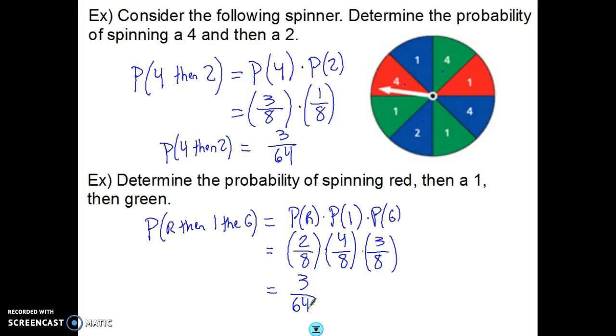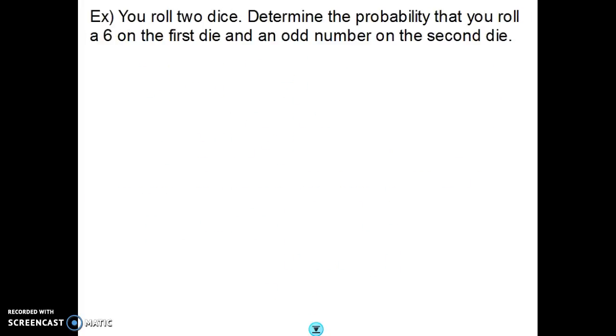Let's take one more example. You roll 2 dice, determine the probability that you roll a 6 on the first die and an odd number on the second die. Well, rolling a 6 on the first die does not change my chances of getting an odd number on the second one, so these are 2 independent events. Which means we can calculate this as just the probability of 6 times the probability of odd.